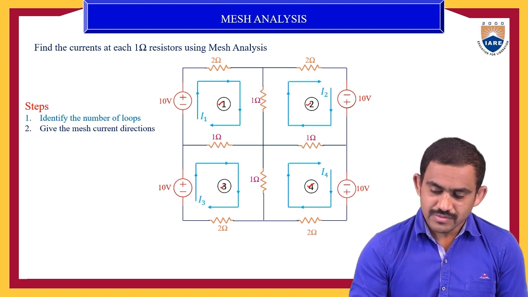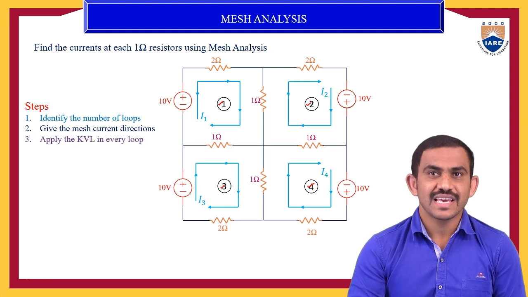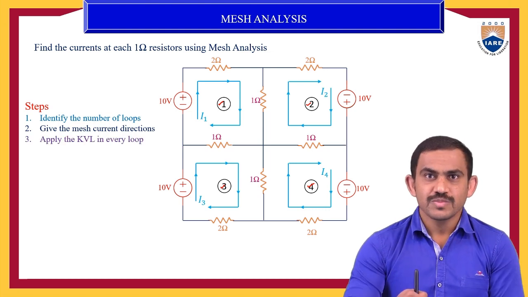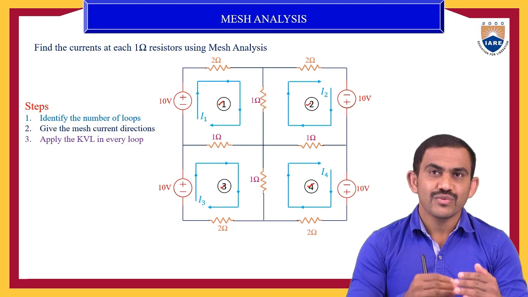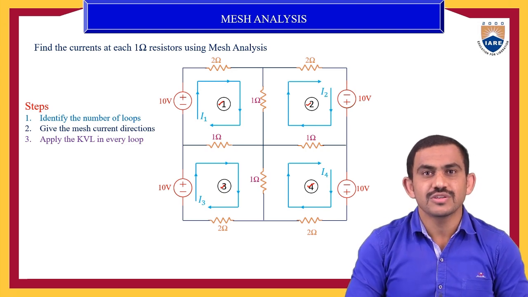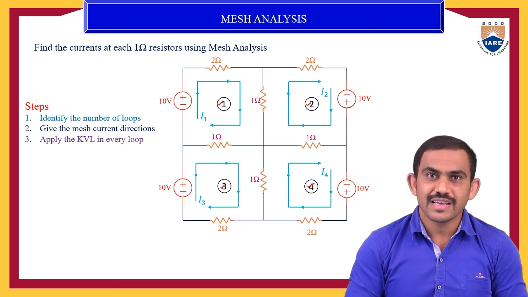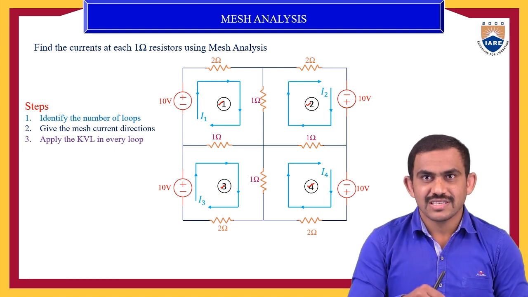Now, next apply the KVL rule. In every loop, I need to apply the KVL rule. The sum of voltages in a closed loop is equal to 0. That is your KVL rule. You need to apply that rule in each loop.